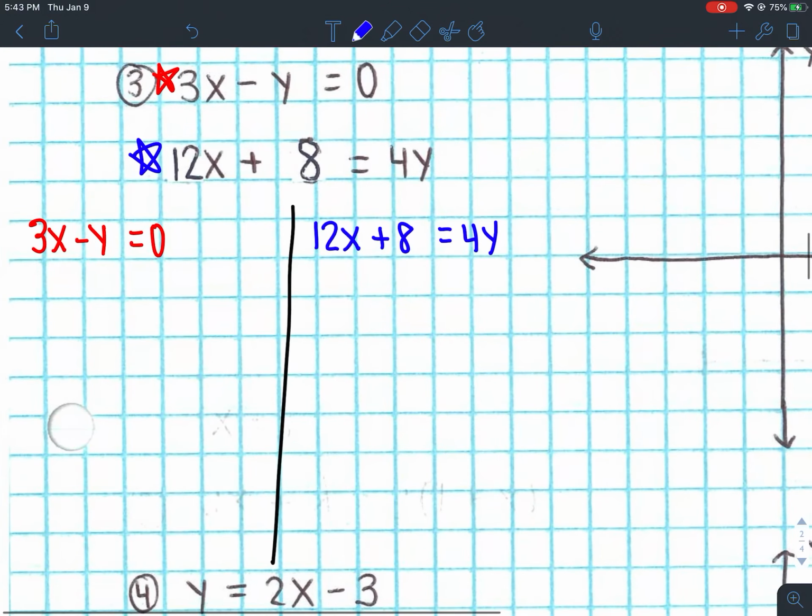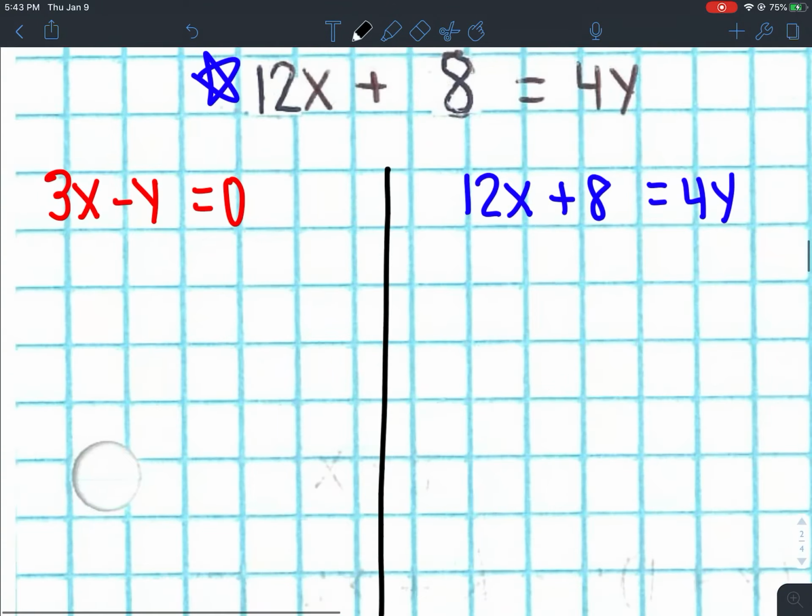Is it bothering you that that black line is crooked? Because it's bothering me a little bit. There we go, that's better.